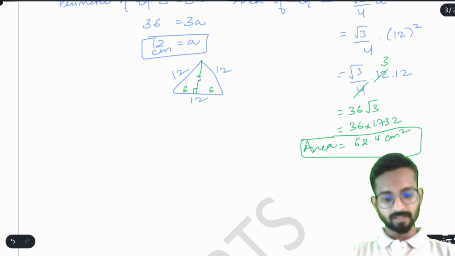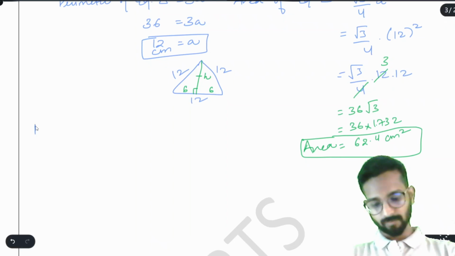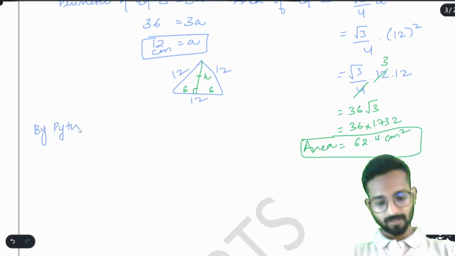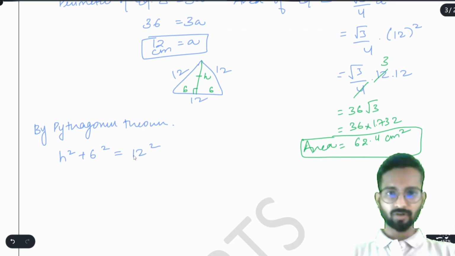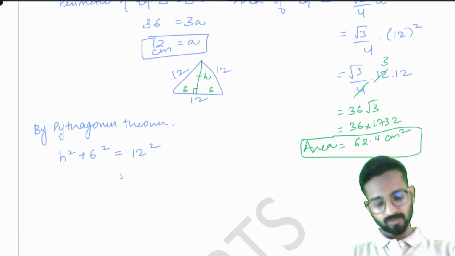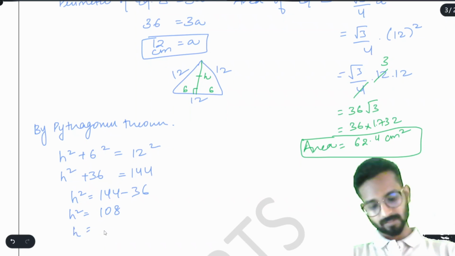How will we find this particular height? You can say, sir, we can use Pythagoras theorem. So by Pythagoras theorem, h square plus 6 square is equal to 12 square, because we know perpendicular square plus base square is equal to hypotenuse square. So this is h square plus 36 equal to 144. h square will be 144 minus 36, that is 108, or you can say h will become root 108.